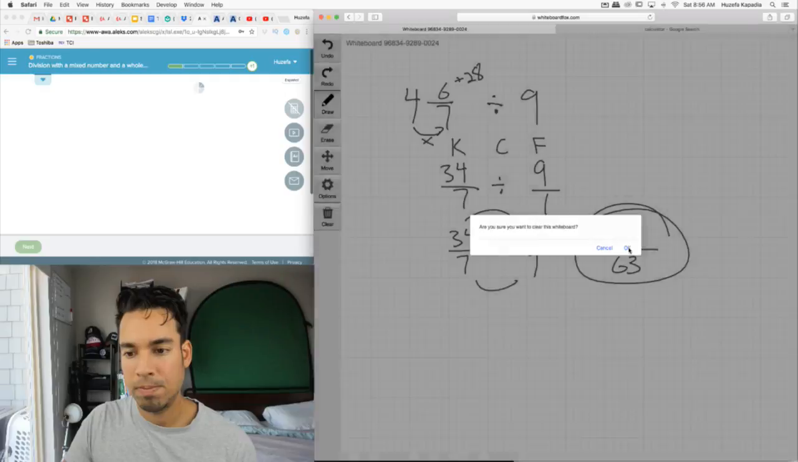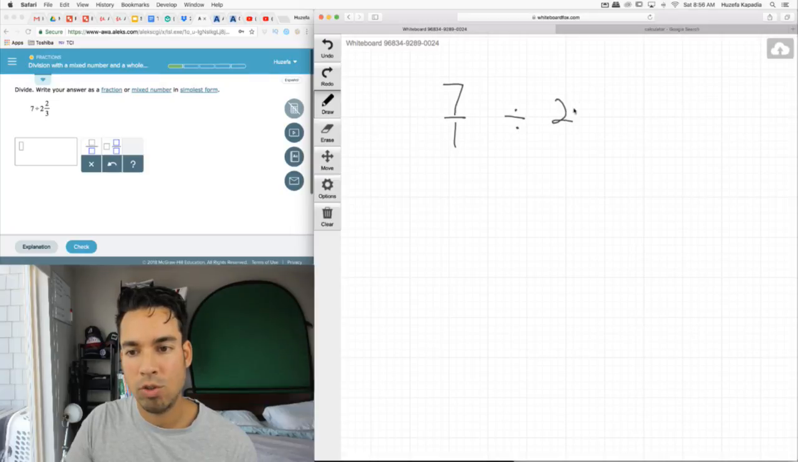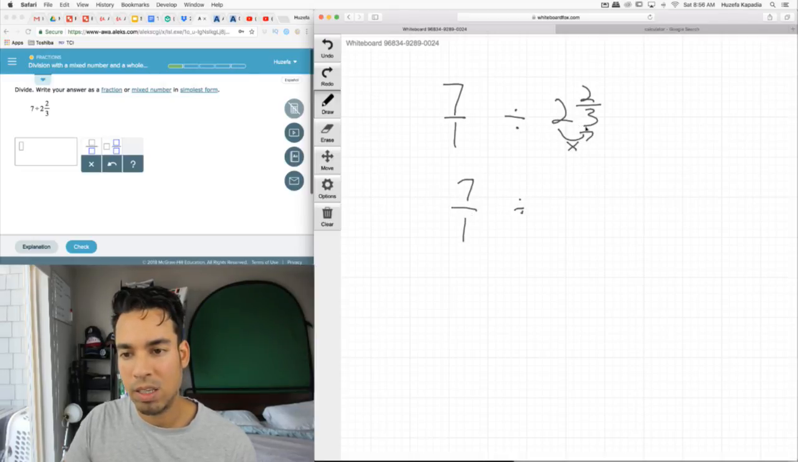Next question. 7, again, I'm going to put it over 1 straight away, divided by 2 2/3. Multiply to turn this into an improper fraction. And we get 7 over 1 divided by, this becomes 6, plus that 2 is 8 over 3. So 2 2/3 is the same as 8/3.